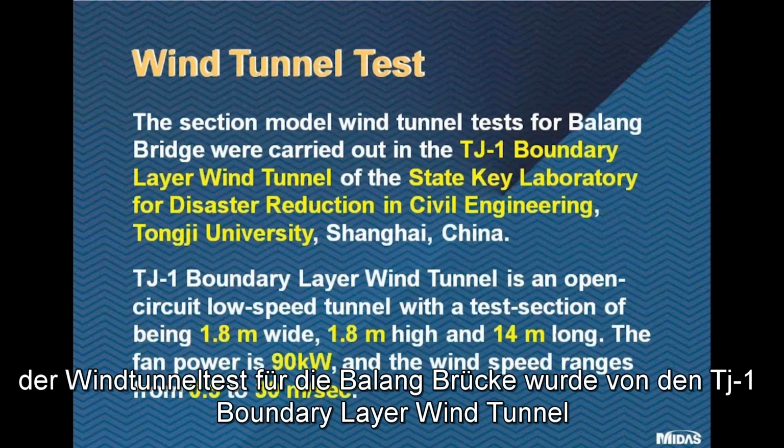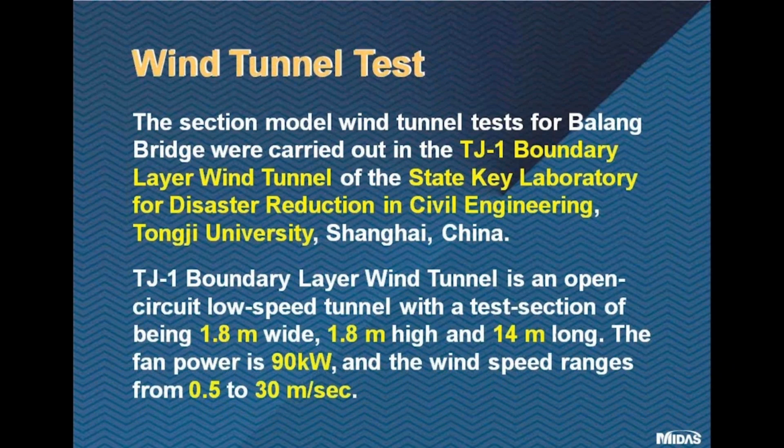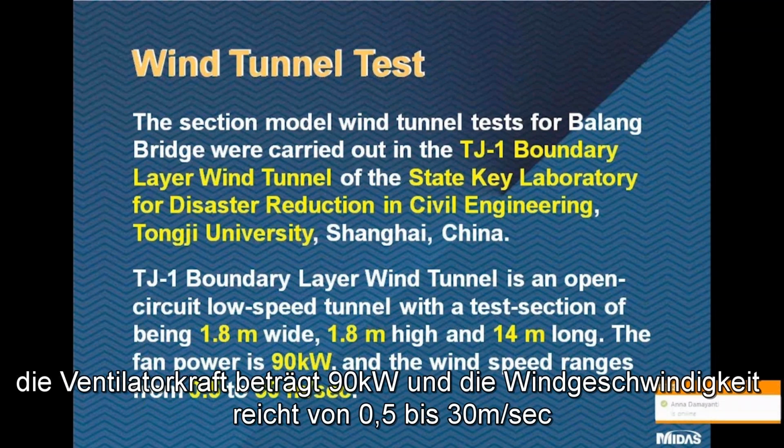Then the section model wind tunnel tests for Balang Bridge were carried out in the TJ1 boundary layer wind tunnel of the State Key Laboratory for Disaster Reduction in Civil Engineering at Tongji University in Shanghai, China. TJ1 boundary layer wind tunnel is an open circuit low speed tunnel with a test section 1.8 meters wide, 1.8 meters high, and 14 meters long. The fan power is 90 kilowatts and the wind speed ranges from 0.5 to 30 meters per second.